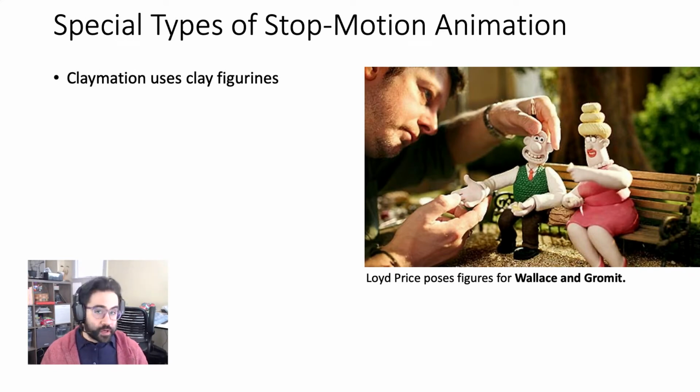Now, there are lots of variations on stop-motion animation that you might be familiar with. For example, Claymation, which uses posable clay figurines. And a great example of that is the Wallace and Gromit series. And here we can see an animator named Lloyd Price making small changes to the posable characters that are then photographed to go into the animation.